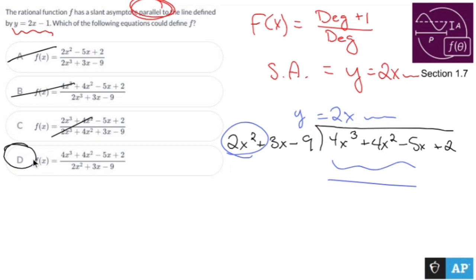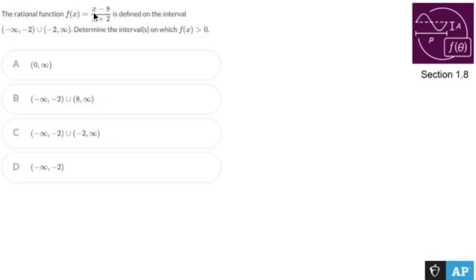So D was a lot easier because I was able to eliminate A, B, and C based off of this fact. But if I had to go one step further, polynomial long division would be required, and we would still come up with the same answer. Fun. The rational function f of x is x minus 8 over x plus 2, and it's defined over the interval there.